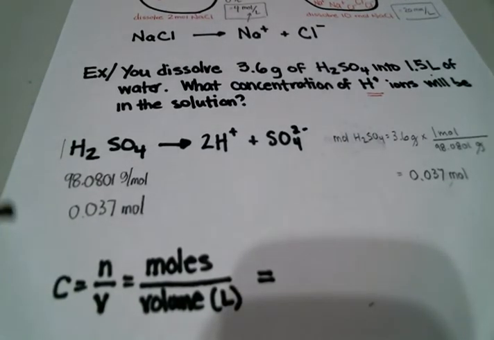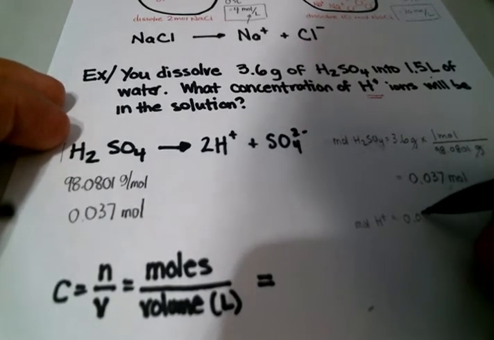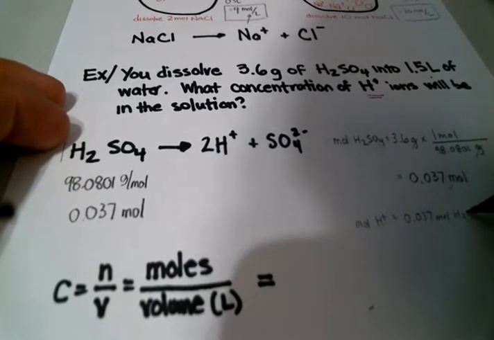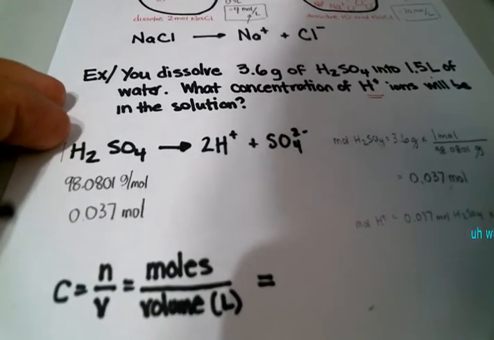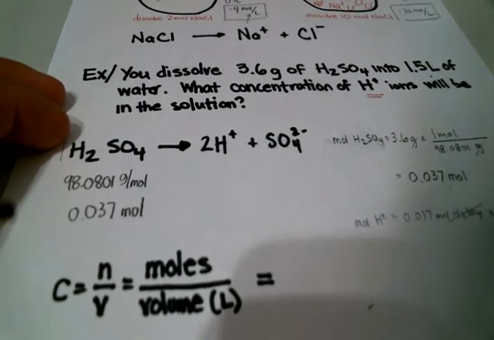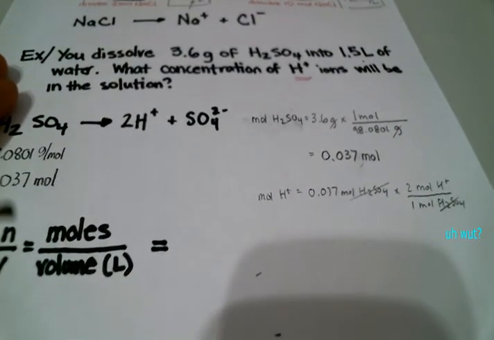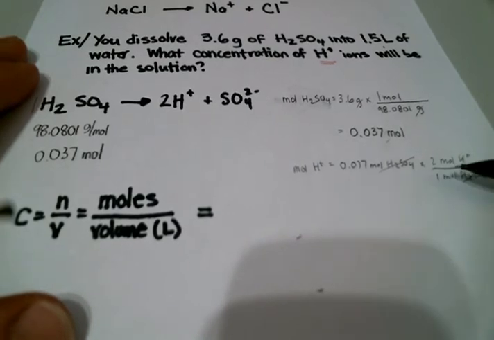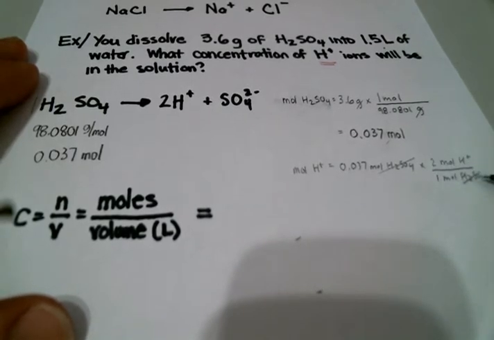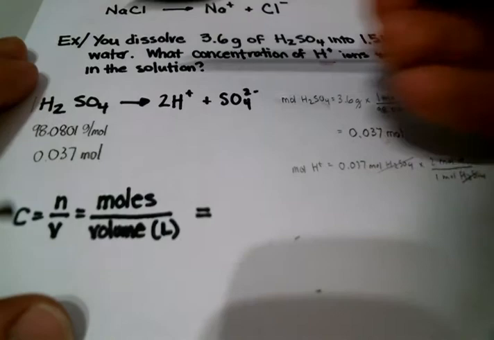Now, if you want to go through the unit elimination process of this, you certainly can. You can go moles of H+ equals 0.037 moles of sulfuric acid, and then you multiply that by 2 moles of H+ per 1 mole of sulfuric acid. You can do the full unit elimination method, but you're going to notice that what you end up doing is multiplying the moles by 2. You don't necessarily have to, because you're going to end up multiplying by 2 when you're done, right? So I can find moles of H+ by taking the moles of sulfuric acid and multiplying it by the stoichiometry ratio of 2 to 1.